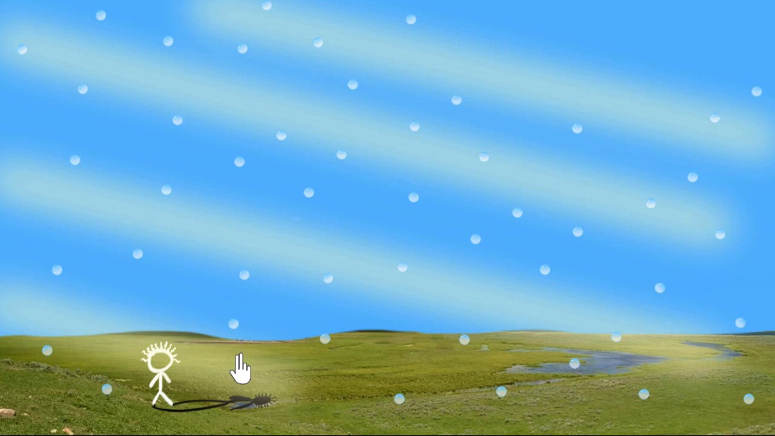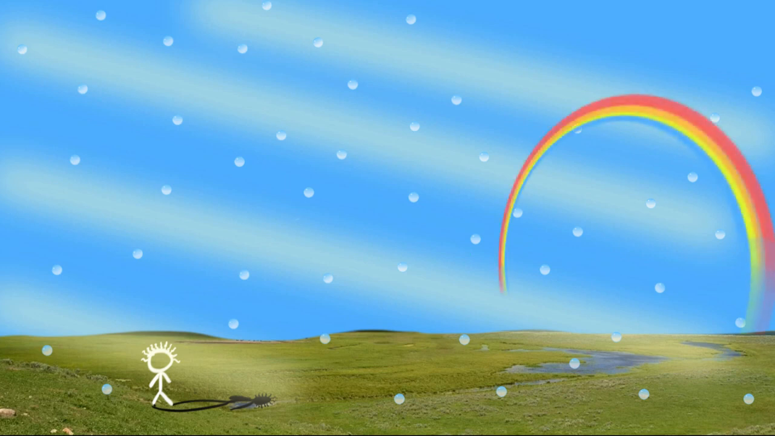We need to remember that rainbows are always formed in the opposite direction of the sun. If the sun is to the right of me, the rainbows will be on the left. If the sun is behind me, the rainbows will always be in front of me. So over here, the sun is behind me, so over here, I would see the rainbow in front of me.